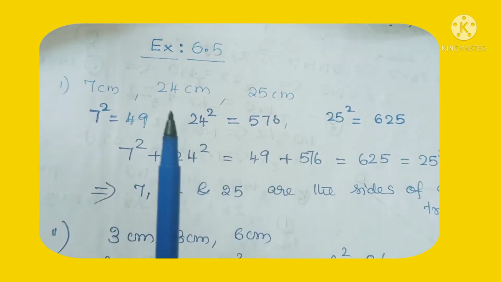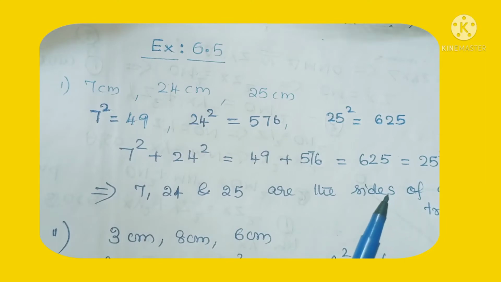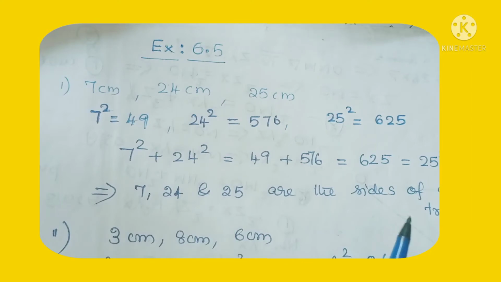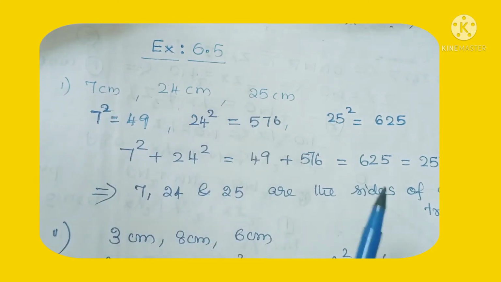In exercise 6.5, first question. Sides of triangle are given below. Determine which of them are right triangles. And we want to find the length of hypotenuse. And first one: 7, 24, 25.